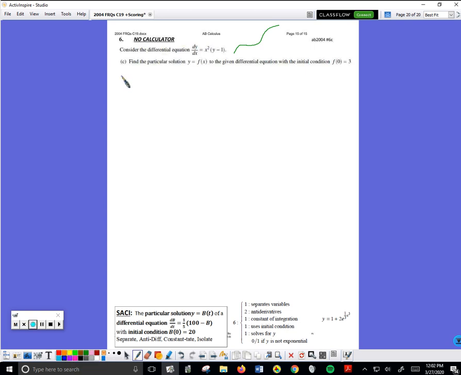So I have dy dx. S stands for separate. The first step is I multiply both sides by dx. Then I'm going to multiply both sides by 1 over y minus 1.